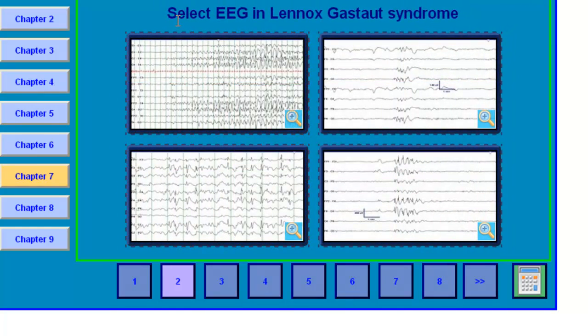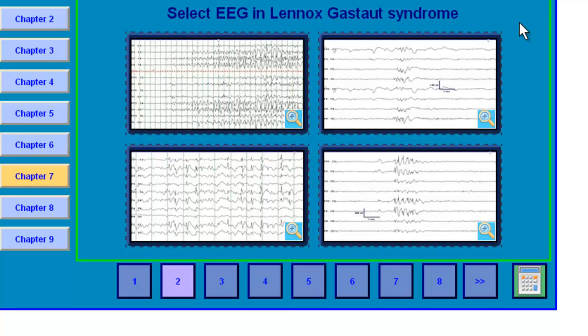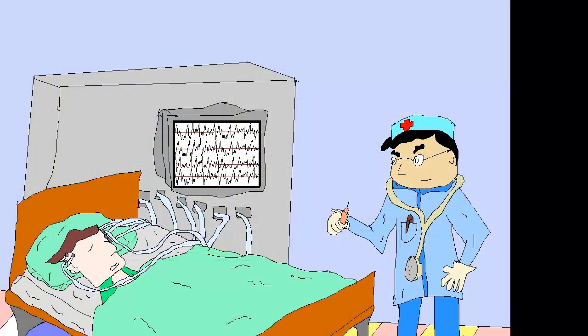So what's the question here? Select the EEG in Lennox-Gastaut syndrome. Let's quickly recall what you expect to see in patients with Lennox-Gastaut syndrome. It is an electroclinical syndrome where patients are developmentally delayed. They have multiple types of seizures: generalized tonic-clonic, atonic, myoclonic, and tonic seizures. The EEG pattern shows background slowing, and you can see slow spike and wave discharges, which are 2 to 2.5 hertz spike and wave discharges. And if you look at sleep, you see paroxysmal fast activity.